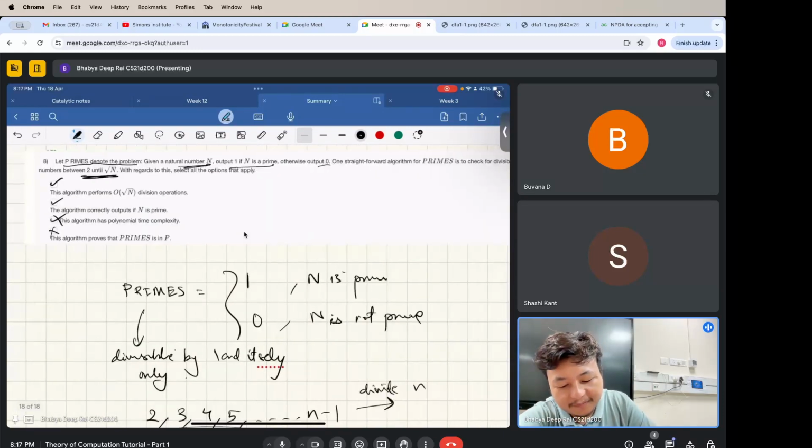So it is not of polynomial time complexity, and the algorithm does not prove that primes is in P. In fact, it's a very, very non-trivial algorithm. This was proved in 2006. It's called an AKS primality test.